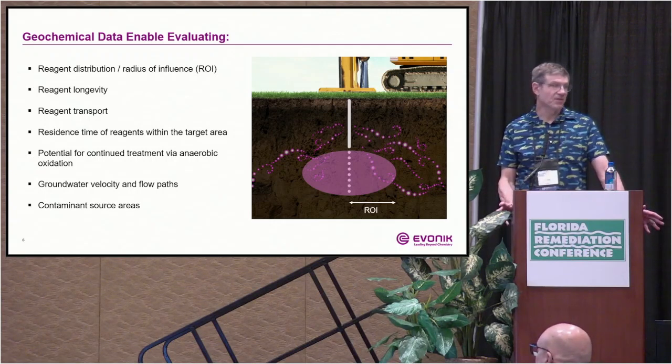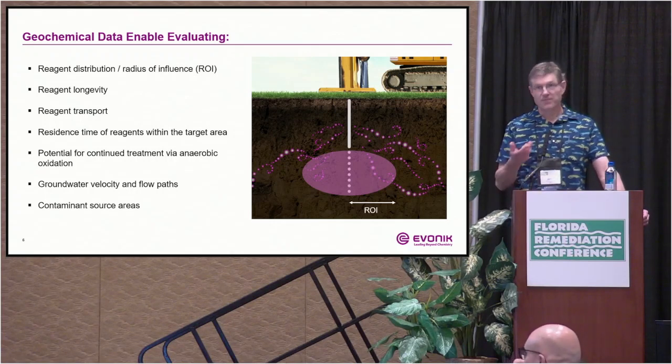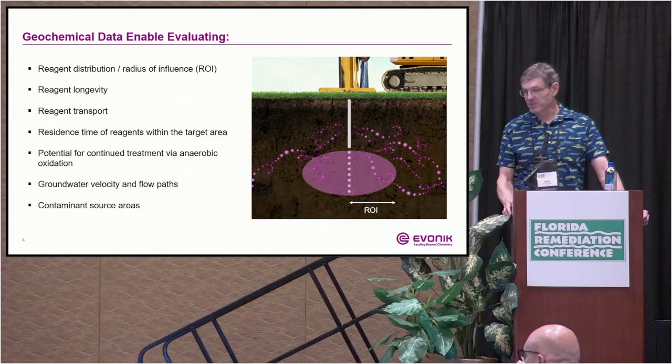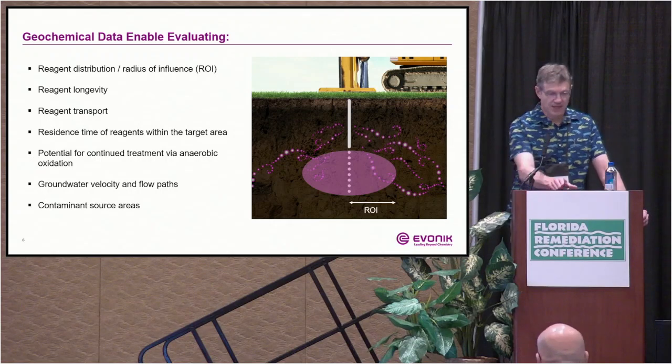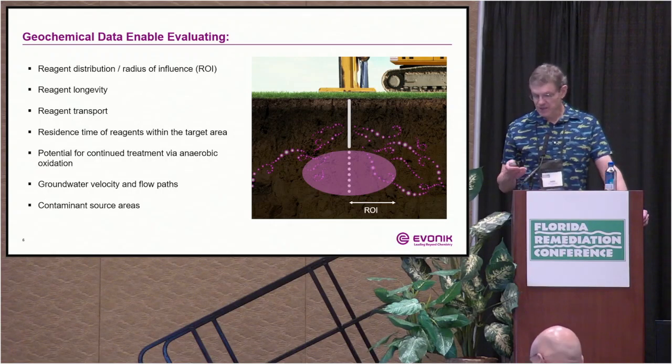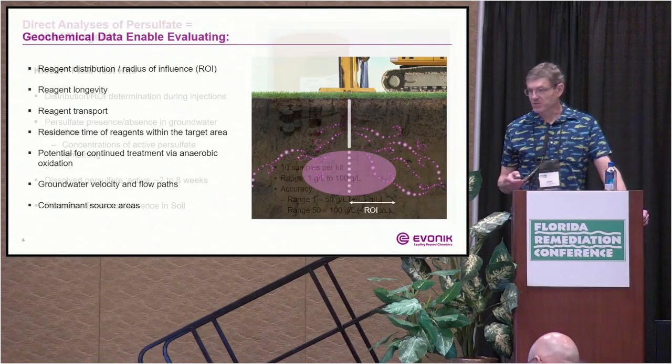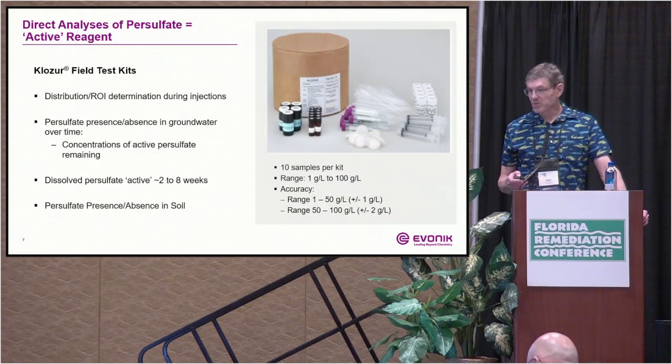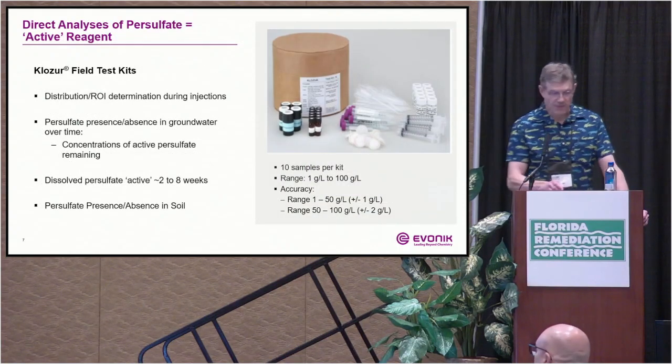And I'll have just one slide on this, via anaerobic oxidation. We'll talk about that a little bit later. And then groundwater velocity and flow paths. And of course, you're obviously trying to target your source areas, so you take a look at what happens in all of these zones.